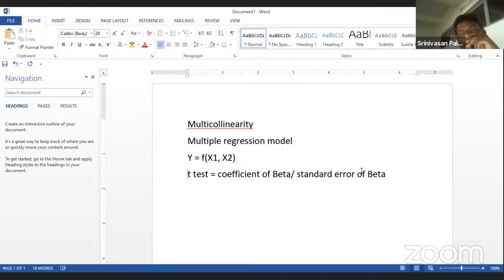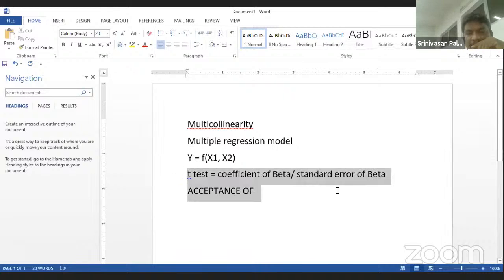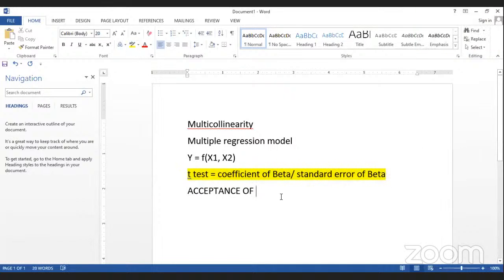What will happen when the standard error increases? You can see the normal distribution curve becomes flatter and flatter, which leads to acceptance of the null. Please make a note. What will happen when the t value is low? When the standard error increases, what will happen? You just see the formula and tell me. T-test: when the standard error increases, what will happen? I'm marking here, t-test will decrease.